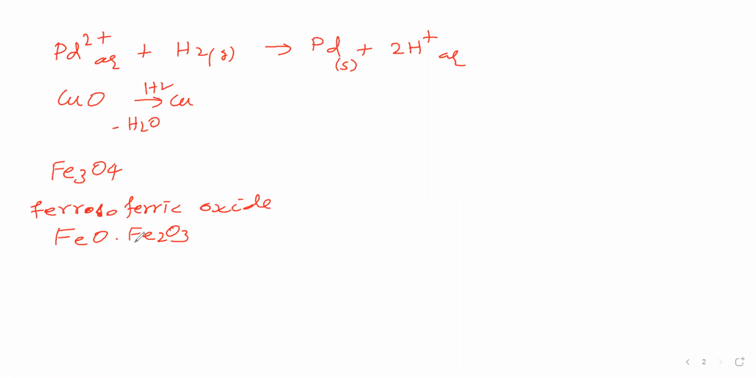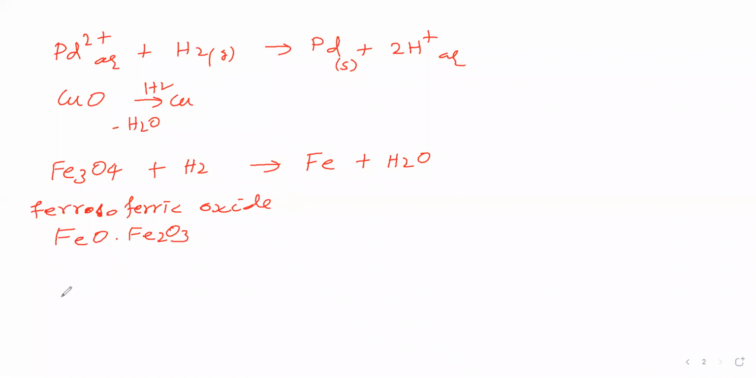FeO is called ferrous oxide. Fe2O3 is called ferric oxide. Therefore, the name of Fe3O4 is given so. This with hydrogen gas, what happens means Fe undergoes reduction and becomes iron, and hydrogen takes oxygen and becomes water. Here hydrogen acts as a reducing agent, we can say.